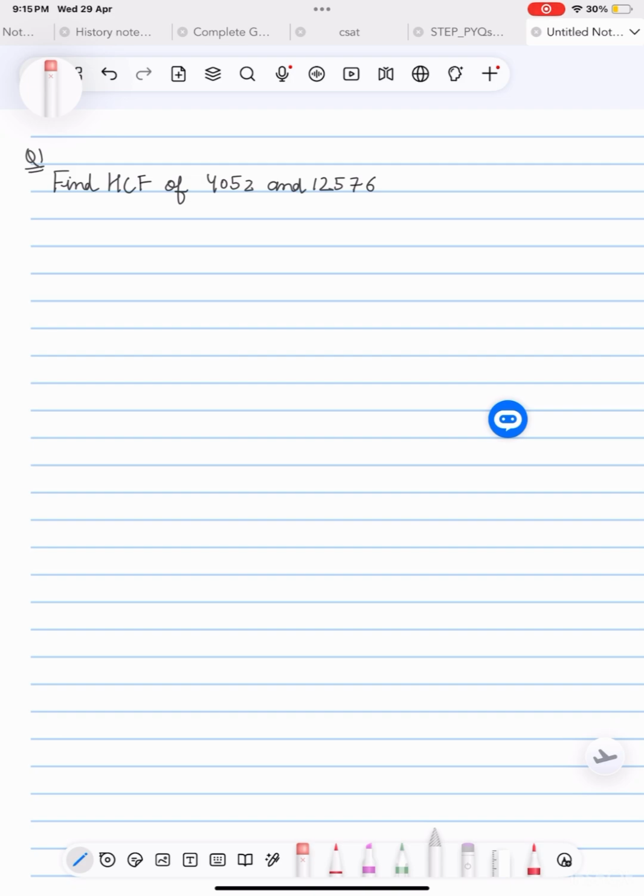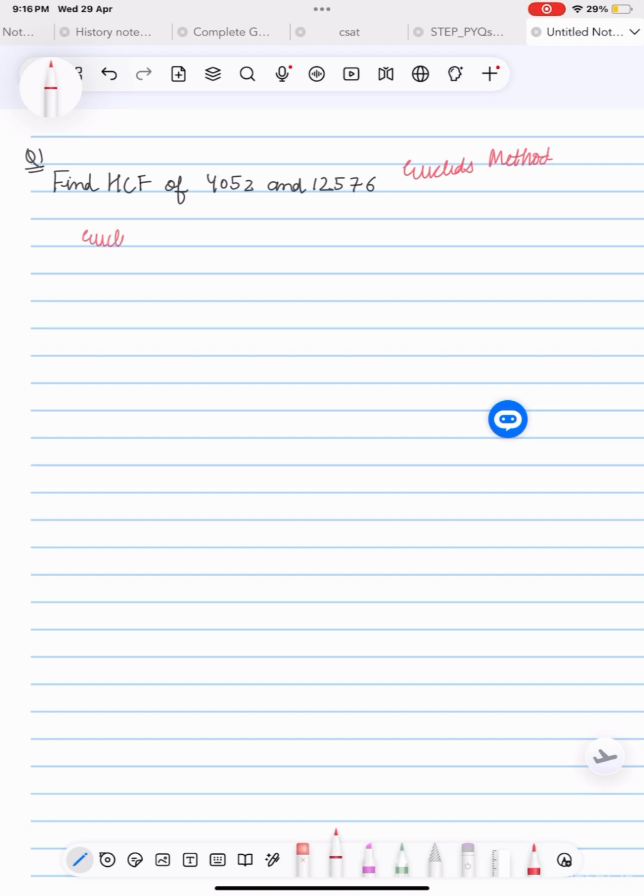Okay. So let's begin with question number one. Our first question is: find the HCF of 4052 and 12576. Now we have to do this using Euclid's method.